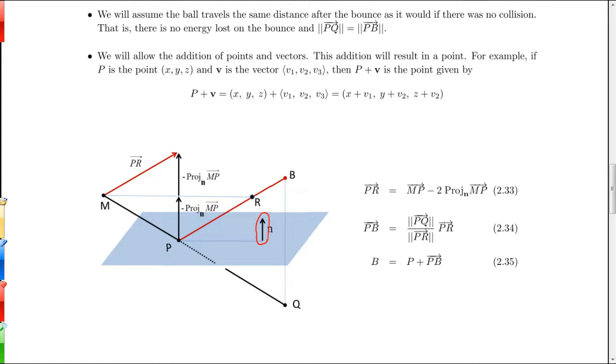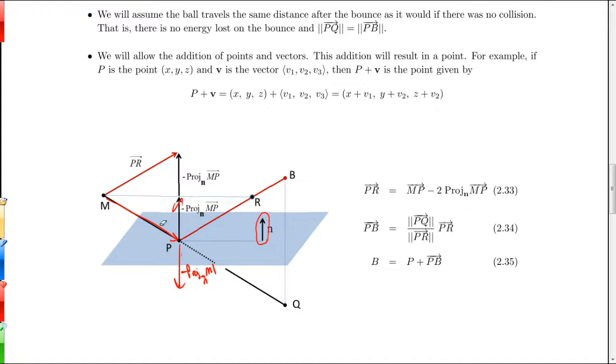And if I project MP onto the normal vector, that's going to give me basically this vector right here. That's the projection of MP onto my normal vector. But I actually want it to be going the other way. I want it to be going up like this. So I just take the negative of that.